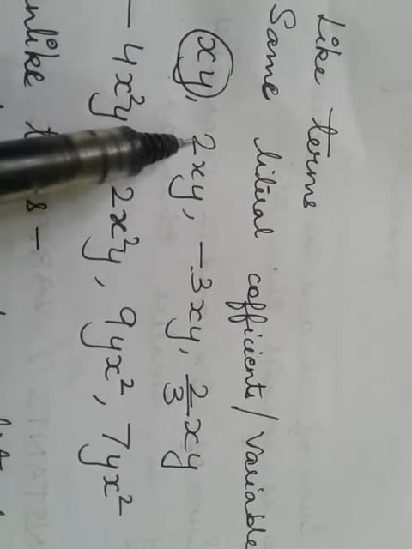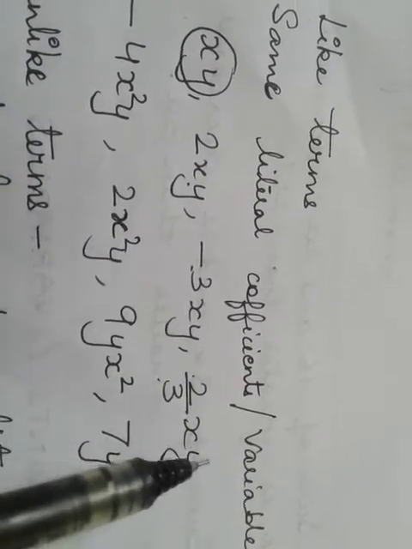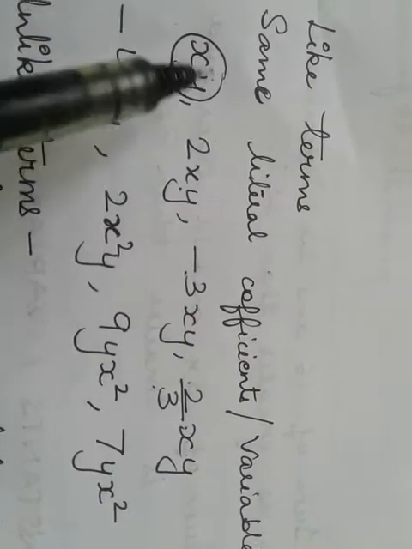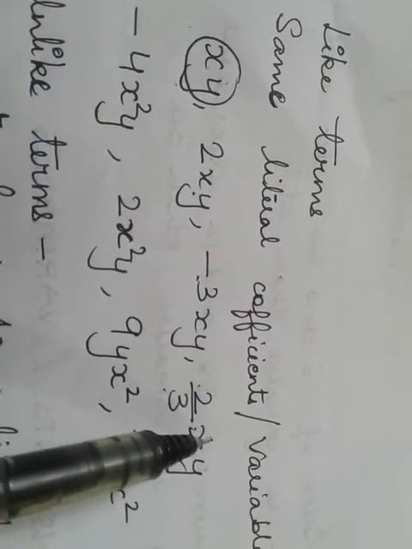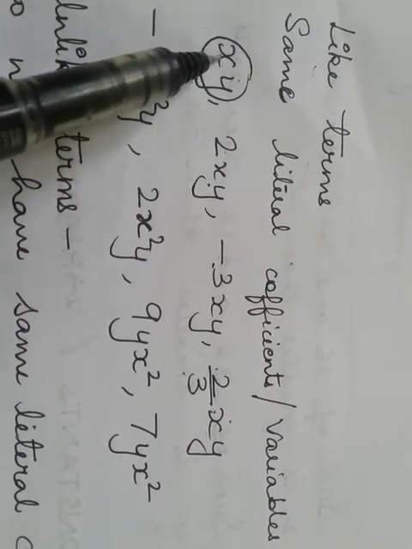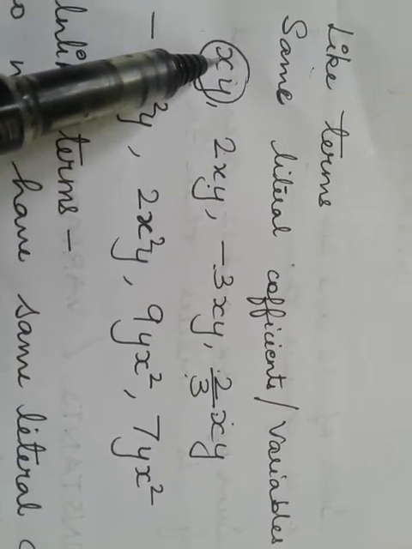See here, there is no constant. And here there are constants plus variables. Here division. But they are terms. We have seen a few seconds before. Okay. So xy, xy, xy, xy all are common. So we say that these four terms, 1, 2, 3, 4, are like terms, since they have similar type and number of variables.